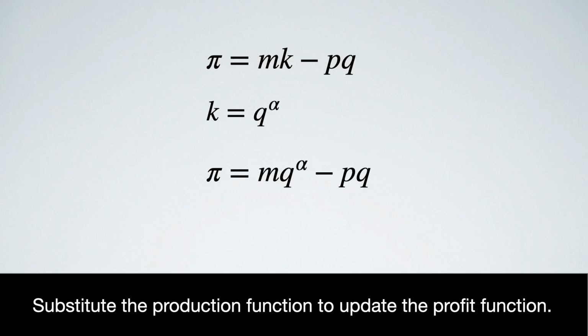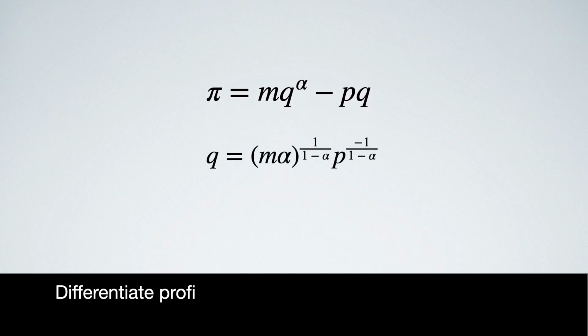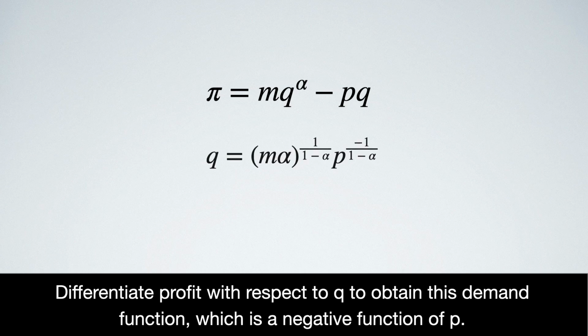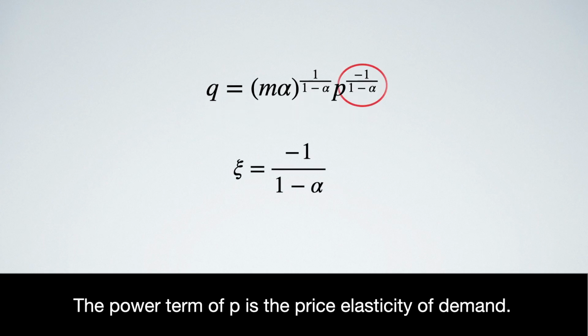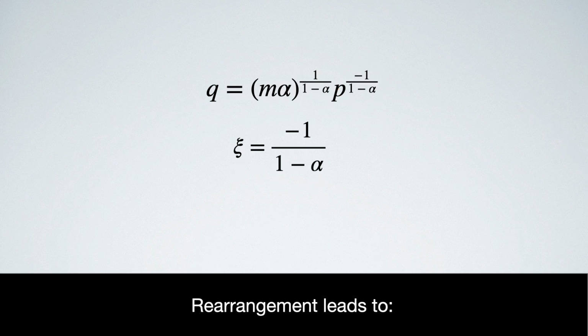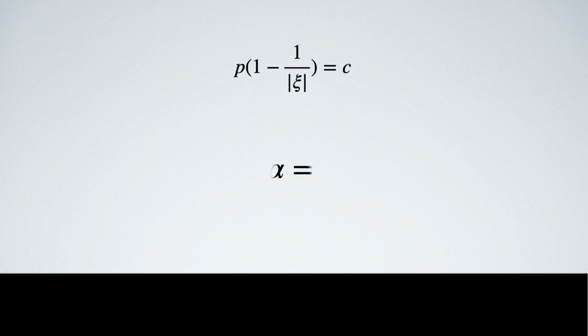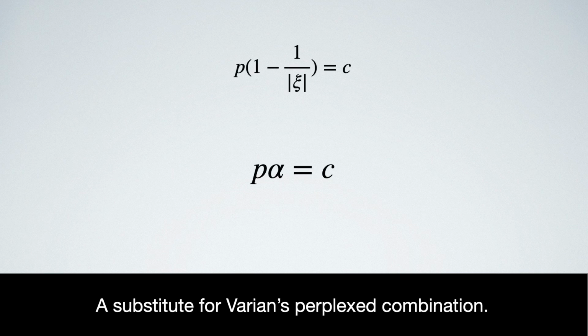Substitute the production function to update the profit function. Differentiate profit with respect to Q to obtain this demand function, which is a negative function of P. The power term of P is the price elasticity of demand. Rearrangement leads to a substitute for Varian's perplexed combination.